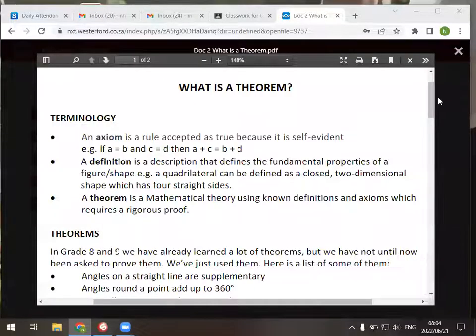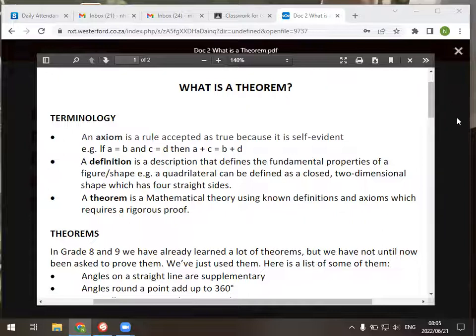Okay, now if I say the word theorem, does that sound familiar? Does it make you think of something? Have we worked with any theorems before? The theorem of Pythagoras, right? Now guys, the theorem of Pythagoras is basically a rule that works under certain conditions, right? What are the conditions for Pythag to work? It has to be a right angle triangle, right?